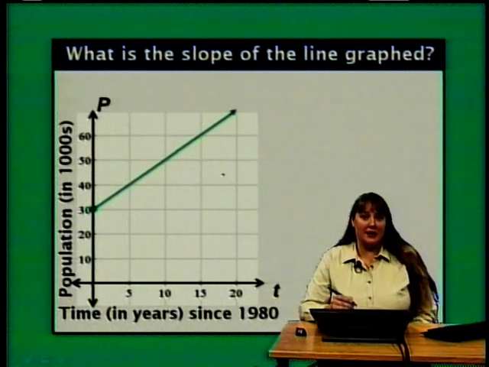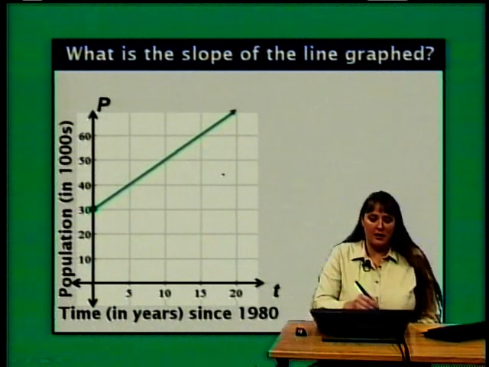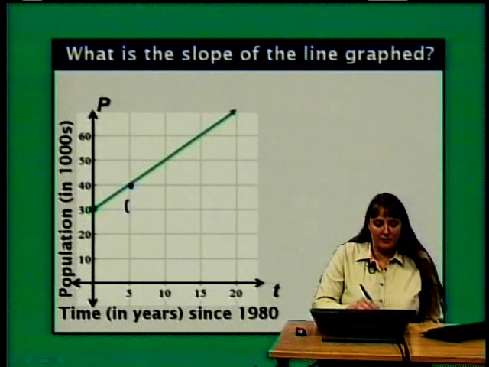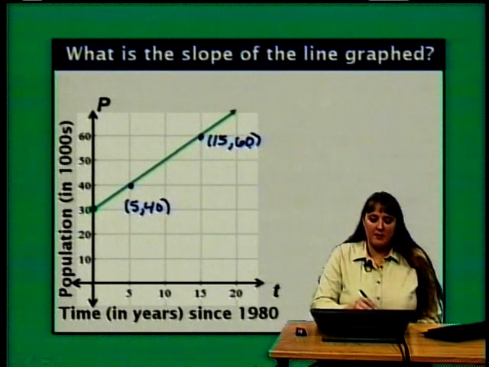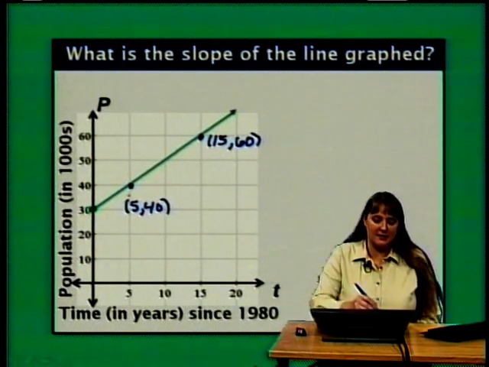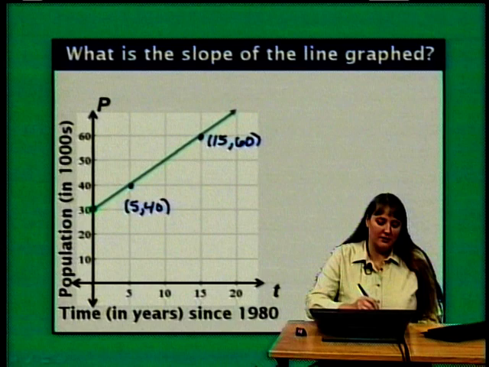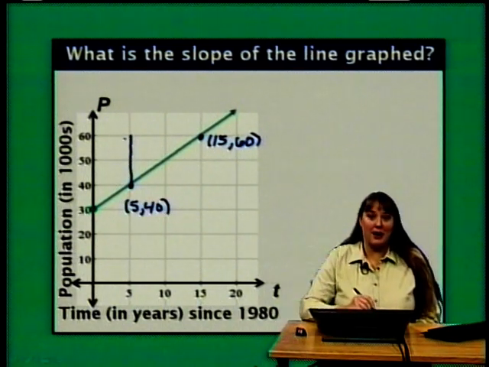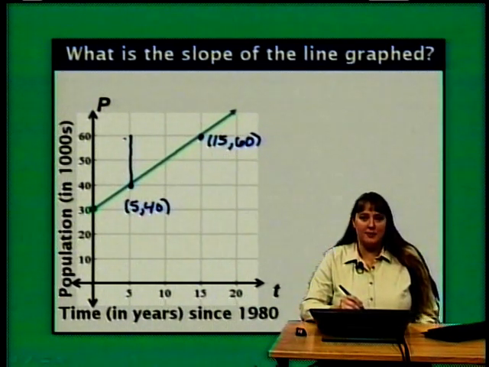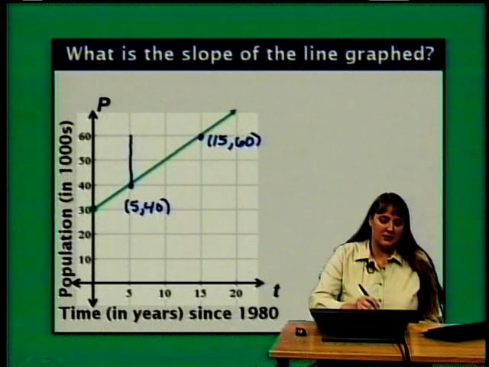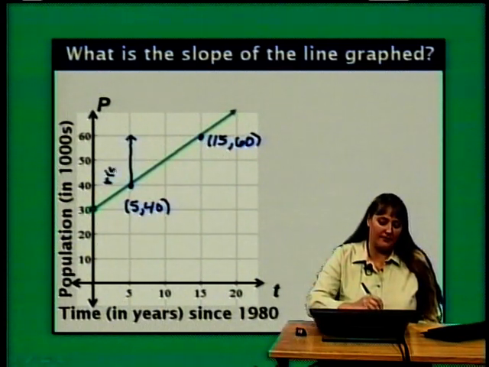I should be able to pick any 2 points on this line to compute the slope. So what if I look at the point (5, 40) and the point (15, 60)? To get from the point (5, 40) to the point (15, 60), first I can move up 2 of these little boxes. But my rise isn't 2 here. I need to pay attention to the scale. And the scale on the vertical axis is 10. I'm moving up from 40 to 60. So my rise is actually 20.